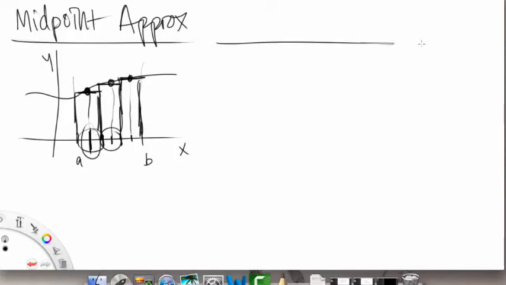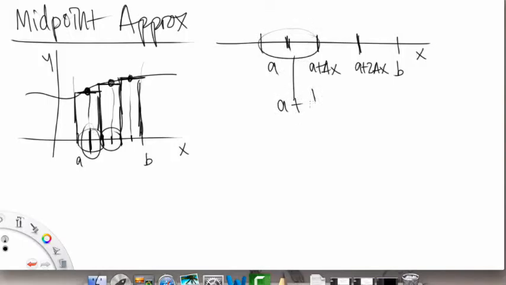So here's, for example, on the x-axis, here's A, here's B, and then let's say these are our intervals. So this is A plus delta x. This is A plus 2 delta x. Right in the middle between these ones, this point here is called A plus 1/2 delta x, because we only moved half of a sub-interval. So this is our first midpoint.